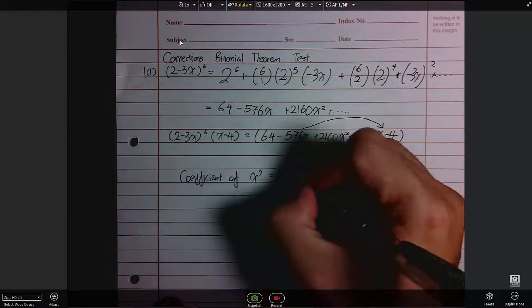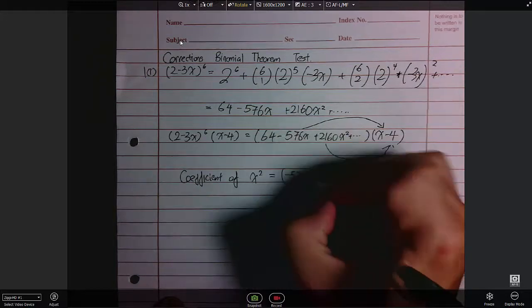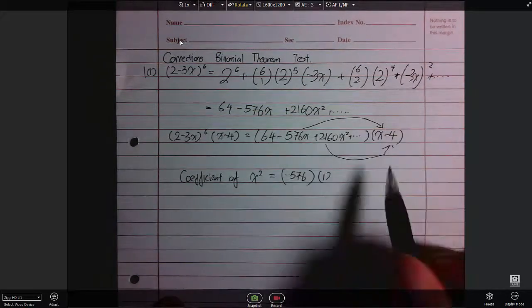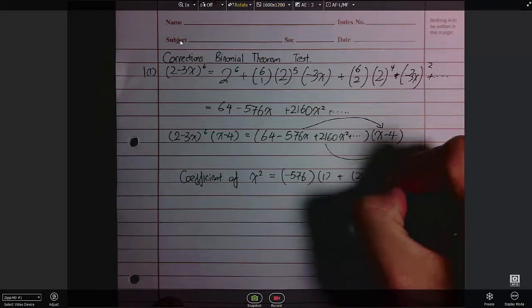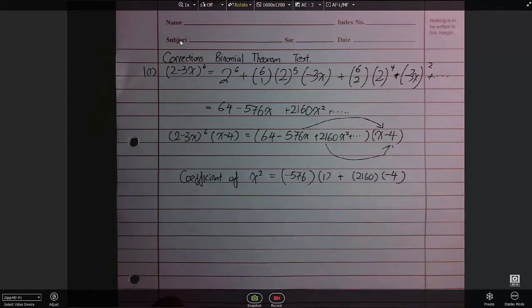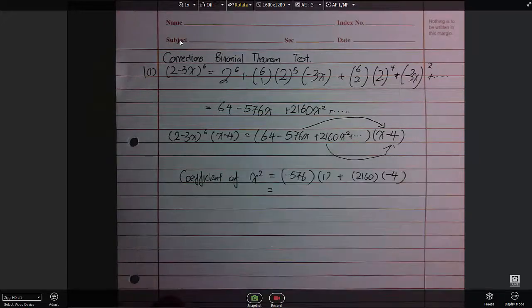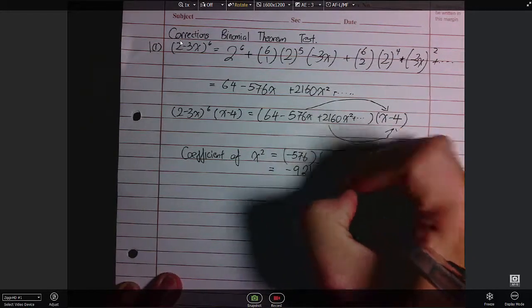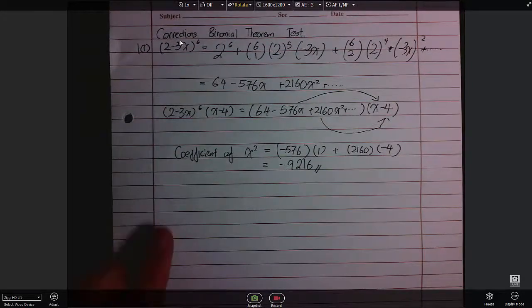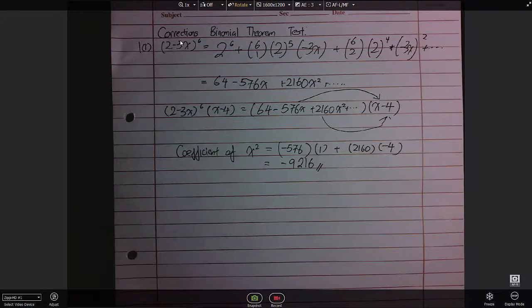So I will say that my coefficient of x squared is simply equal to minus 576 multiplied by 1, because the coefficient of x here is 1, plus 2160 multiplied by negative 4. If all is computed well, you should get negative 9216. Notice I didn't write x squared because they want the coefficient of x squared.